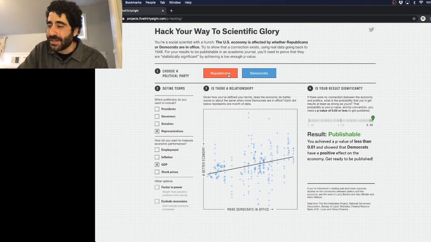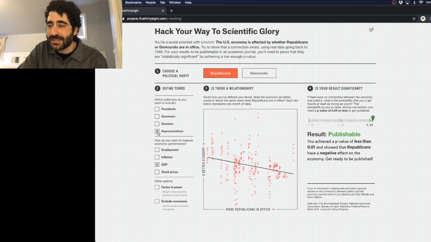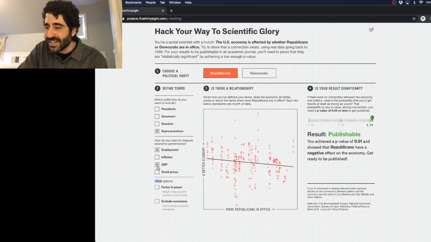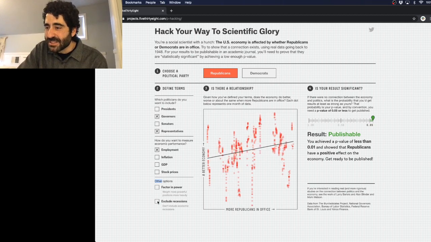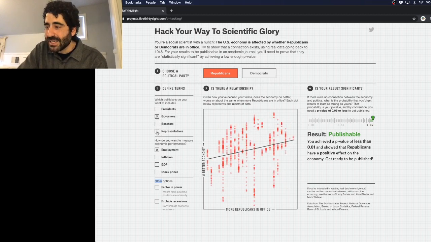But now let's say we flip this around. Let's say we want to try to show this for Republicans. We can do this too. We basically just have to pick some different indicators. There's a few different ways to do this, but let's say the more Republican governors that are in office, the better employment numbers are, meaning the lower the unemployment rate is. And we got a nice small p-value here.